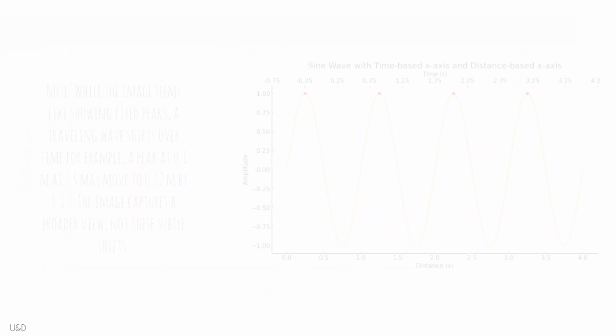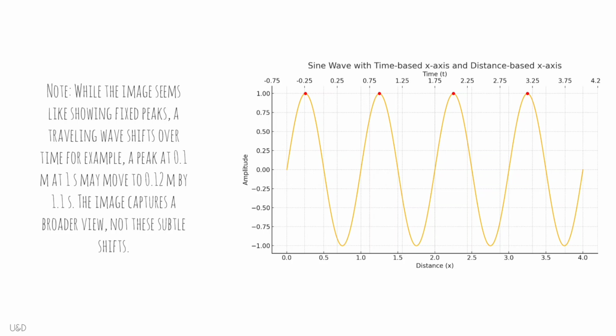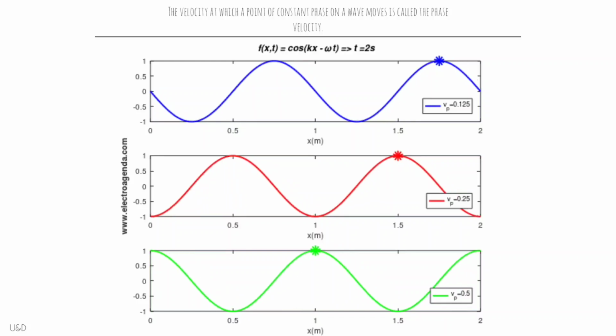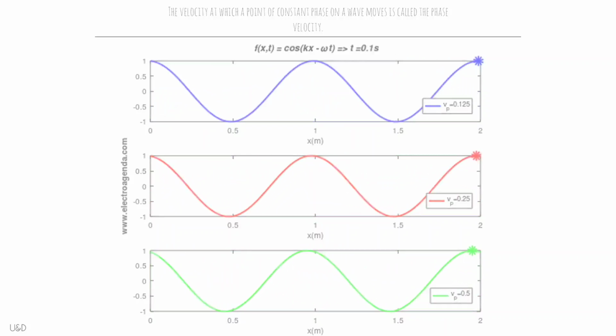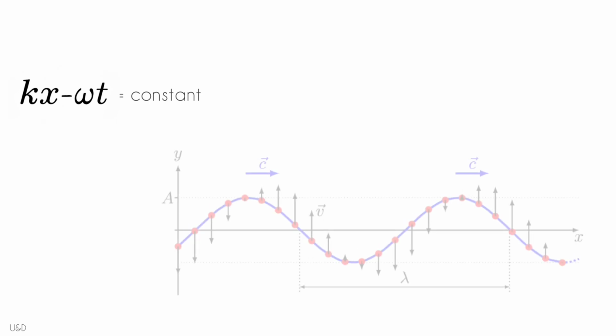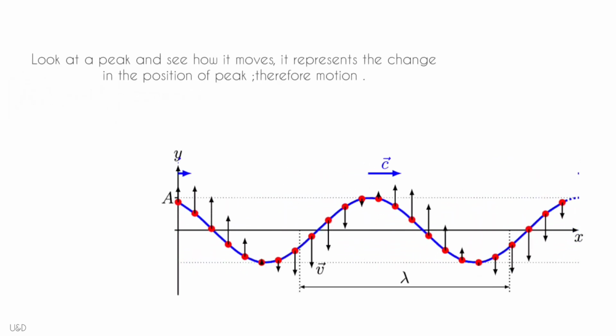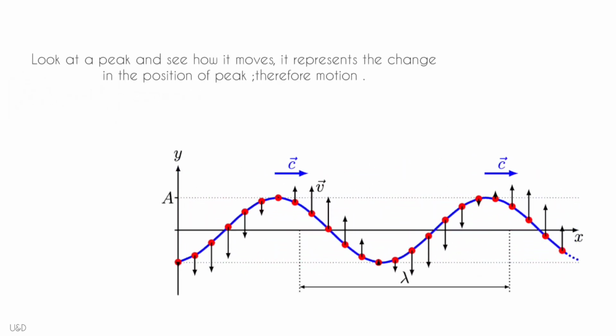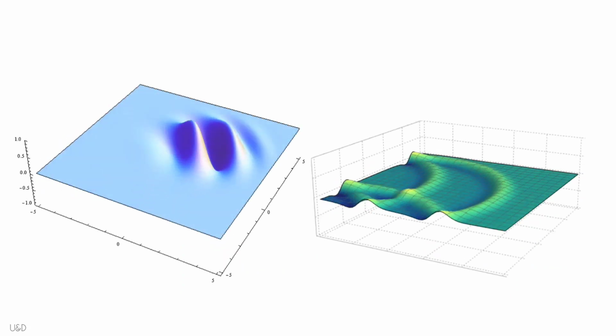This is what reveals the traveling nature of the wave. The wave isn't static, it propagates through space. And this fundamental behavior is encoded directly into the structure of the wave equation. The expression kx minus omega t being constant means the points of constant phase, like peaks, troughs or zero crossings, are in motion. In essence, this is what makes a wave a wave.